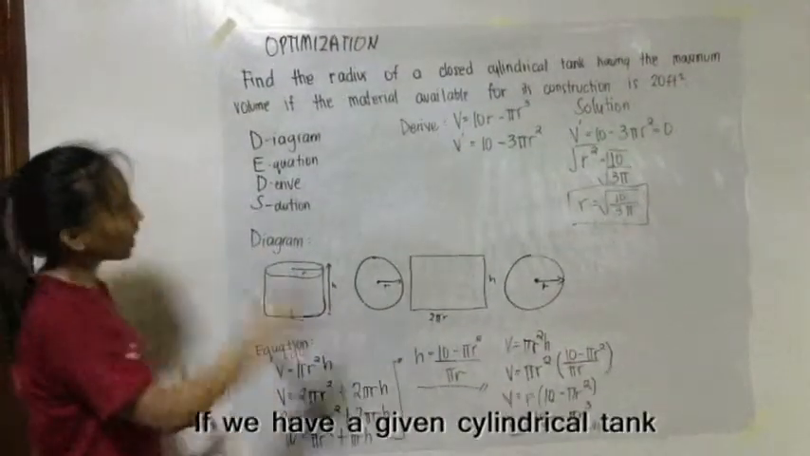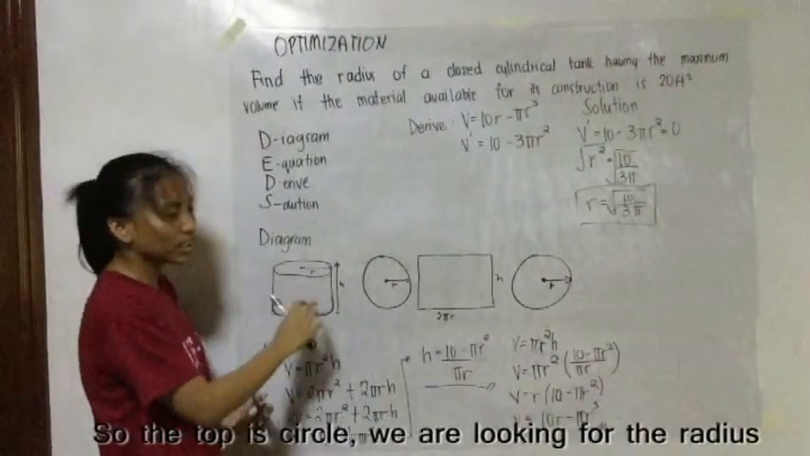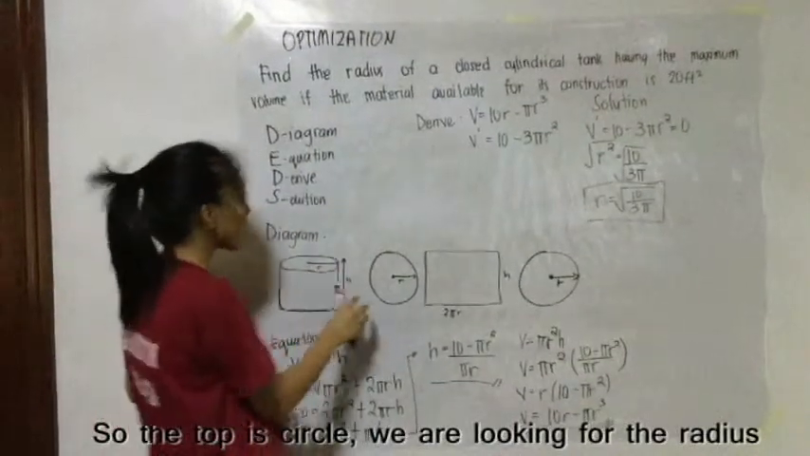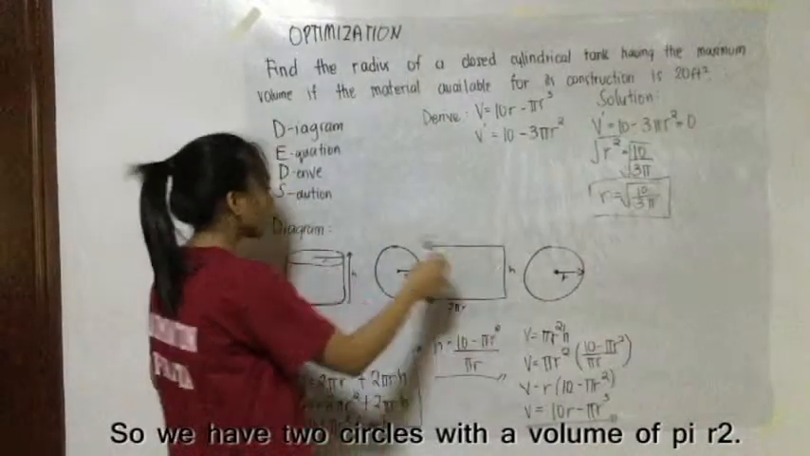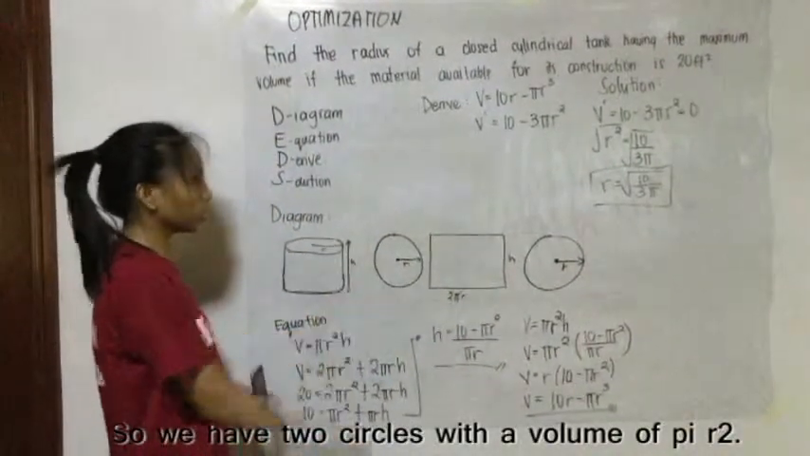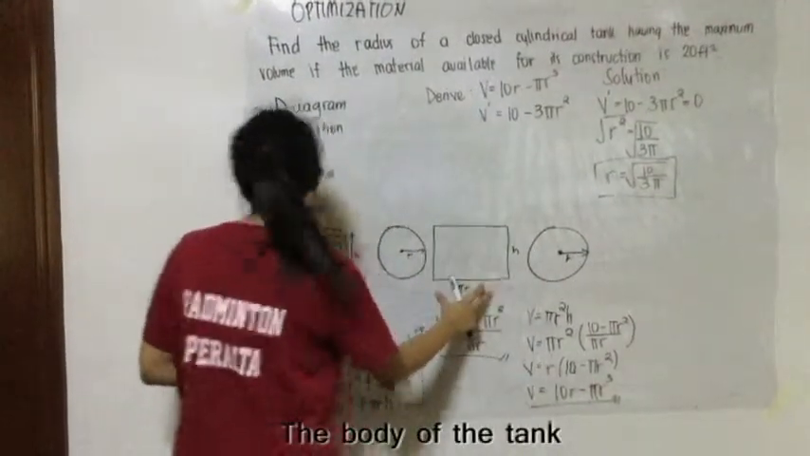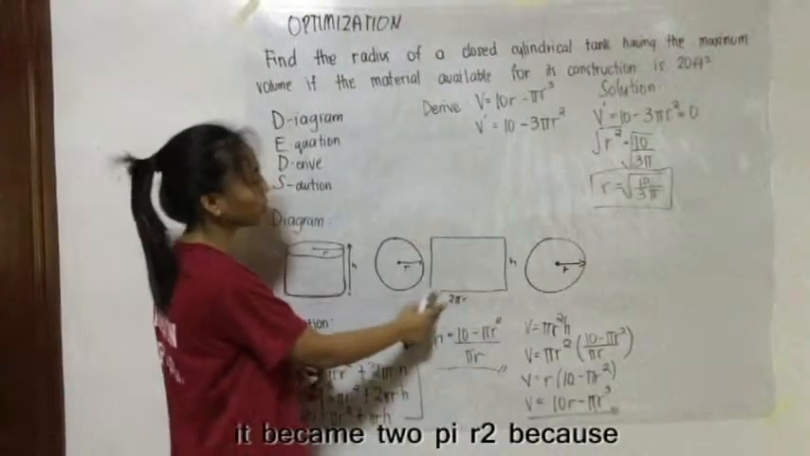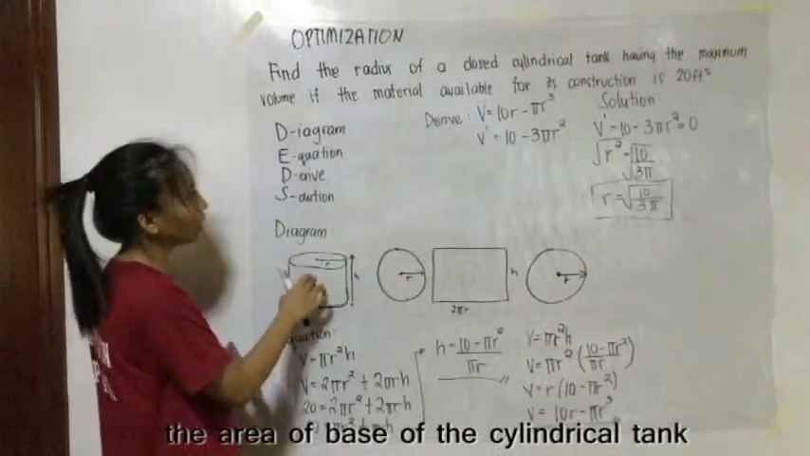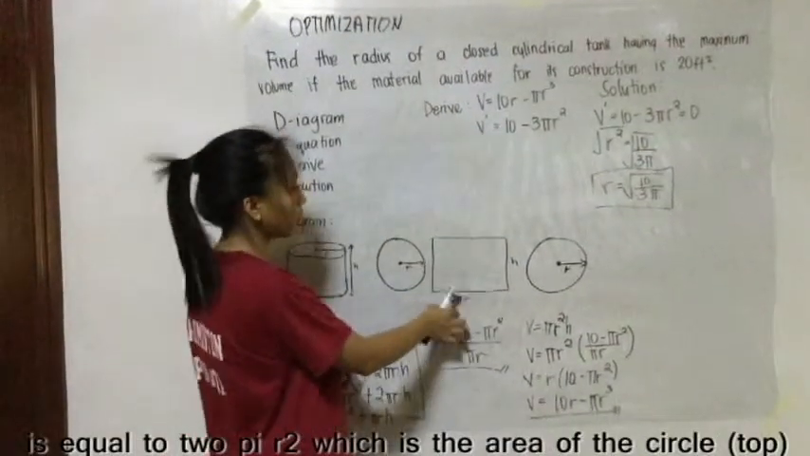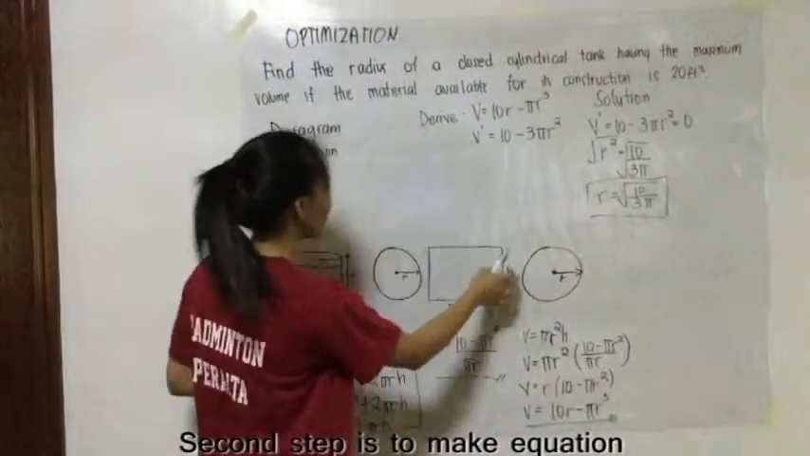So kapag cylindrical tank, meron ka dyang base. Meron kang top tsaka base. So, circle yon. Tapos, yung hinahanap is radius. So, may dalawang circle. So, yung area ng circle is equals to pi r squared. Tapos, yung body ng tank, kaya nakuha tong 2 pi r kasi yung area ng base ng cylindrical tank is equal siya sa 2 pi r. Tapos yung height.